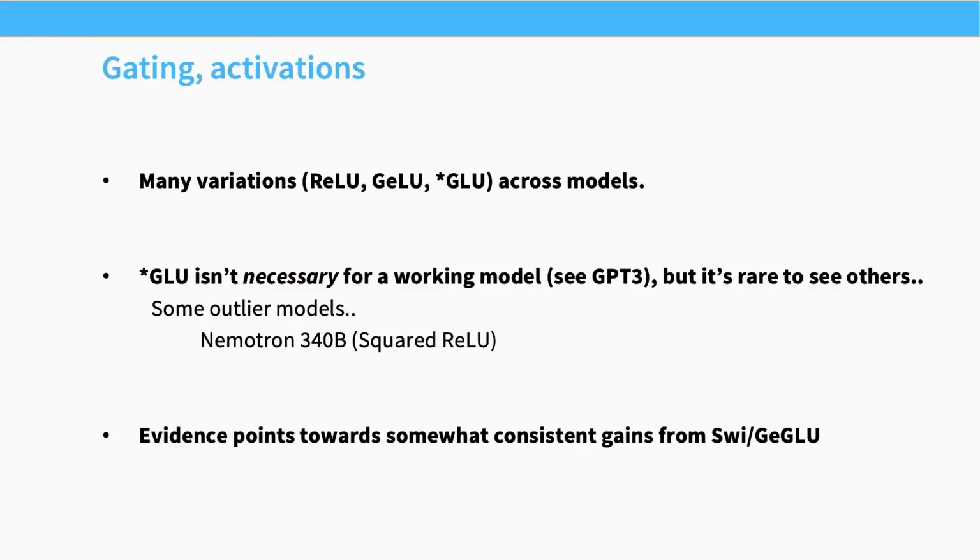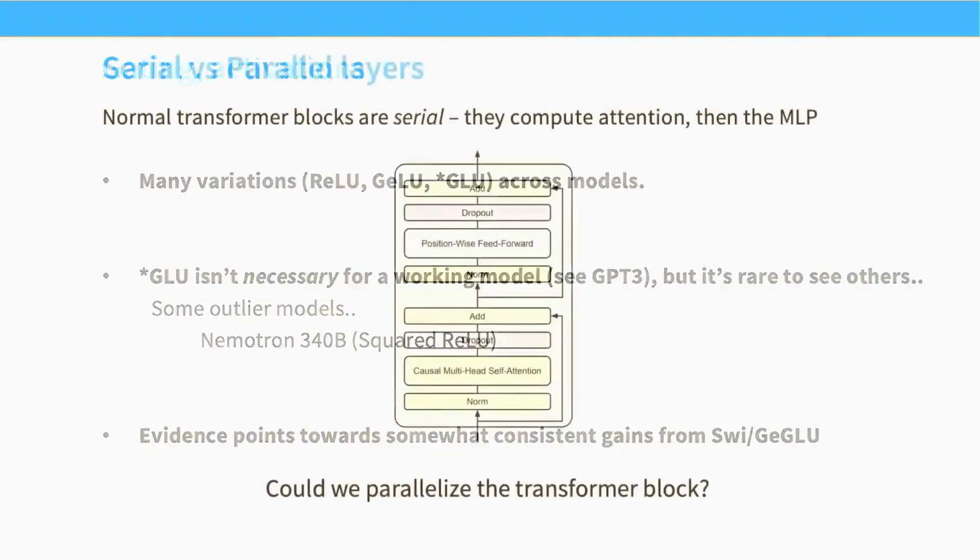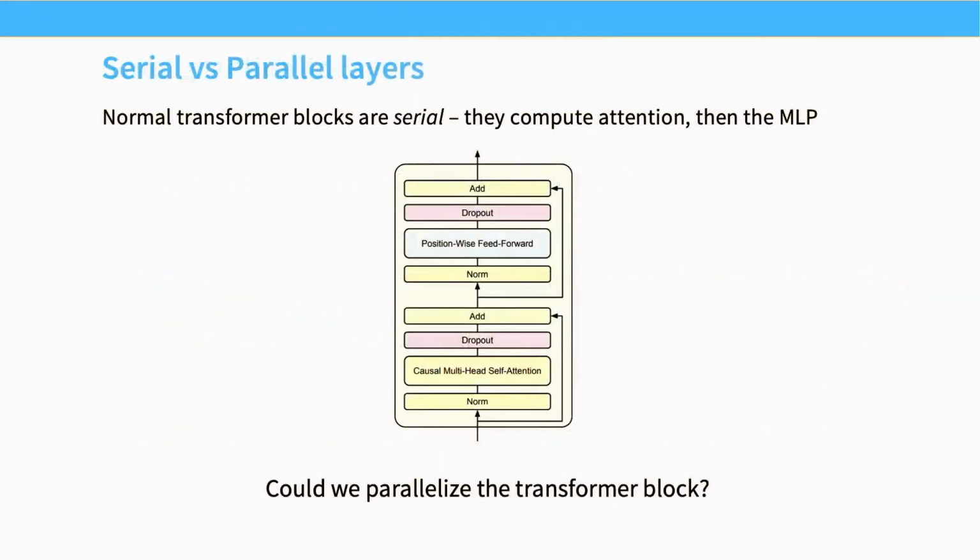That's not to say that gated linear units are necessary. I mean, GPT-3 wasn't gated. I think the Nemotron 340B model used a squared ReLU, which is kind of a crazy choice, but that works too. Both of these models are perfectly performant, but it's actually quite rare to see anything that's not trained on a gated linear unit, right? So evidence is pointing towards consistent gains on using these gating tricks. Okay, so those are, I think, the more consensus choices for things that we can do in architecture.